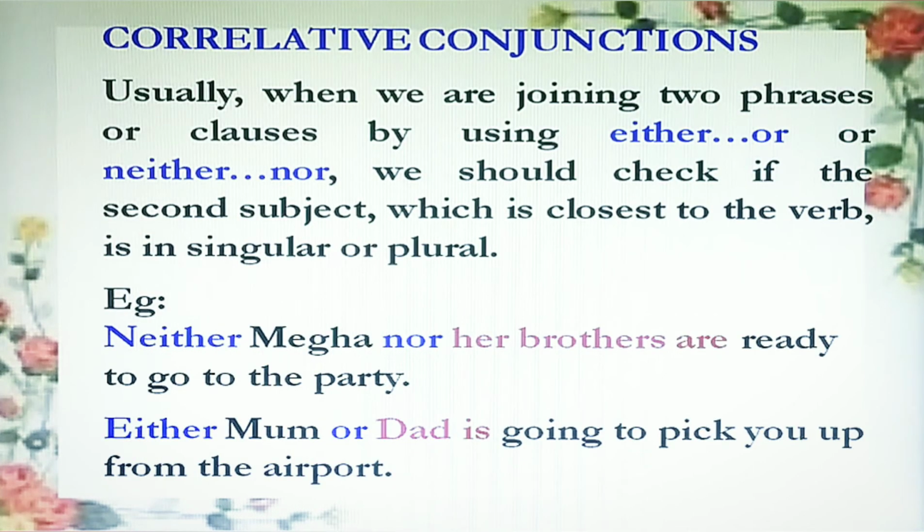Usually, when we are joining two phrases or clauses by using either or neither nor, we should check if the second subject, which is closest to the verb, is singular or plural. Neither Megha nor her brothers are ready to go to the party. In this sentence, her brothers is the second subject and it is plural. So, we have written a plural verb, that is, are.